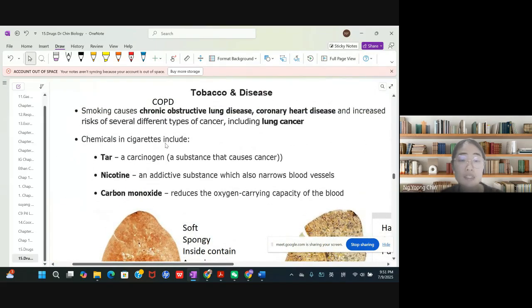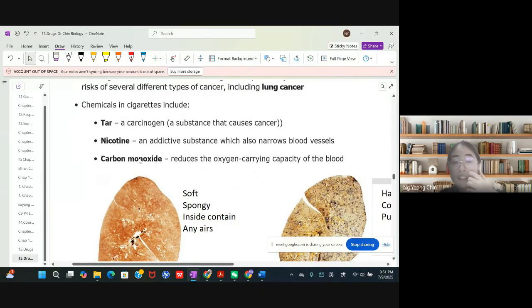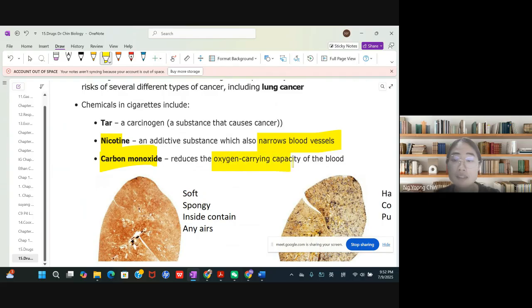Okay, so the chemicals in cigarettes include what? Tar, nicotine, and carbon monoxide. Tar is a chemical substance that will cause lung cancer. Later we'll talk about how tar is able to cause lung cancer. For nicotine, it can help to narrow the blood vessels, similar to cholesterol. It causes narrowing of the artery lumens, and then you will have coronary artery disease. And carbon monoxide, 一氧化碳, can reduce the oxygen carrying capacity of the blood.